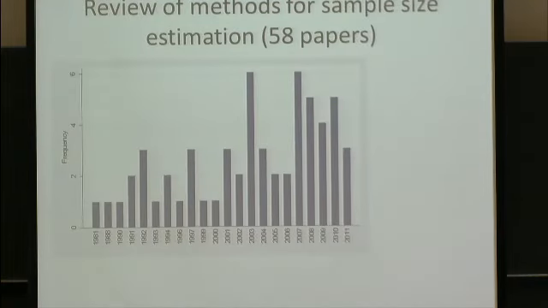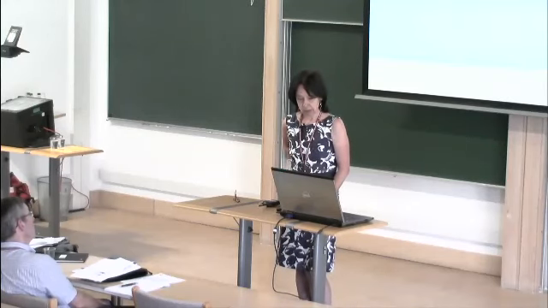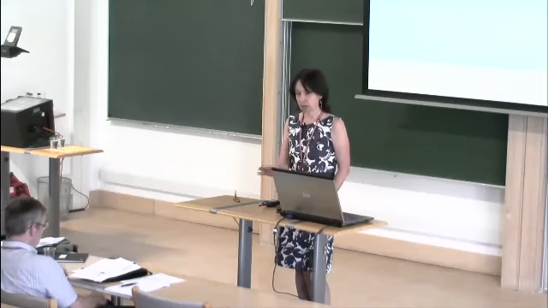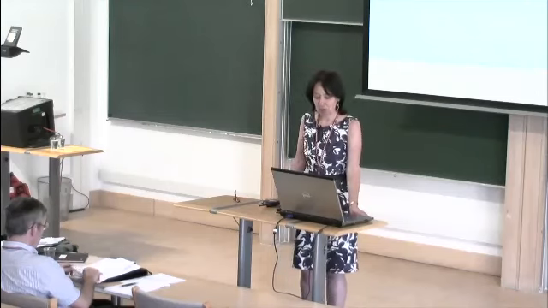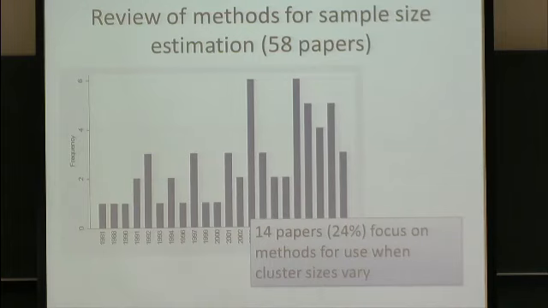And this is the review that my PhD student Claire Rutherford is currently undertaking as part of her PhD, and this, as I say, is at a very early stage, so don't remember these numbers, because when you see it published, the numbers may be slightly different. But at the moment, she's found 58 papers focusing on the sample size in cluster randomised trials, and of those 58, only 14 are papers which allow for variation in cluster size. All the rest assume that the cluster sizes are fixed.